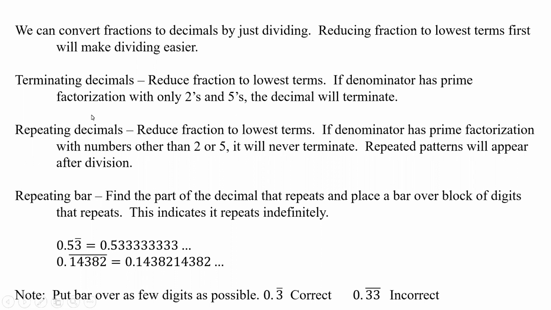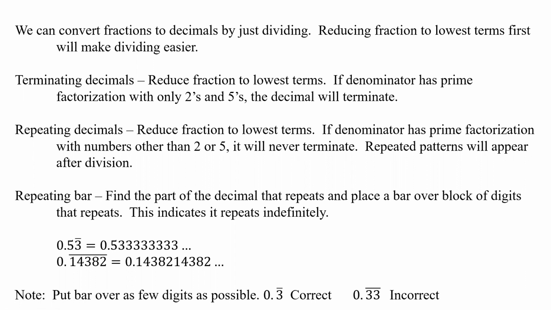Now we have two types of decimals usually, terminating decimals and repeating decimals. Terminating decimals, you can reduce the fraction to lowest terms, and then if the denominator has a prime factorization with only 2's and 5's in it, the decimal will terminate. So it'll become like 0.325 or something. It'll stop. You don't have to go any further. The remainder will be 0 when you divide.